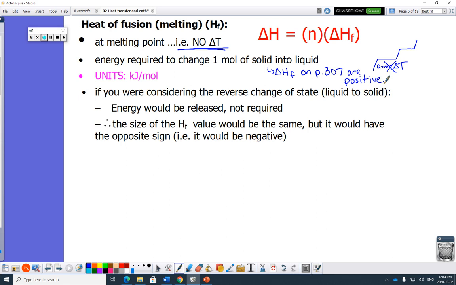So the only annoying part is if you get a question that talks about freezing, for example, then your answer will be right, but your sign will be wrong, and then you'll be like, oh, I just had to change the sign of the reference value, okay? That's just a little weird trick to it, I guess.